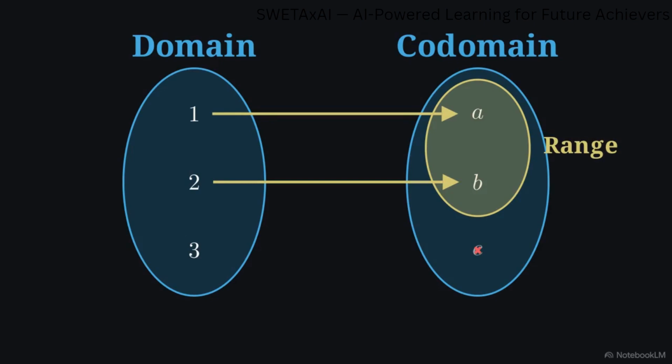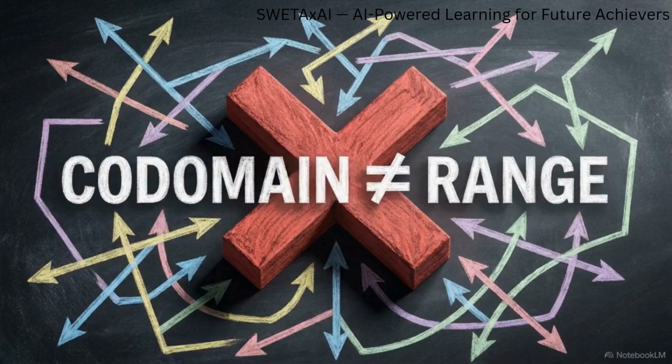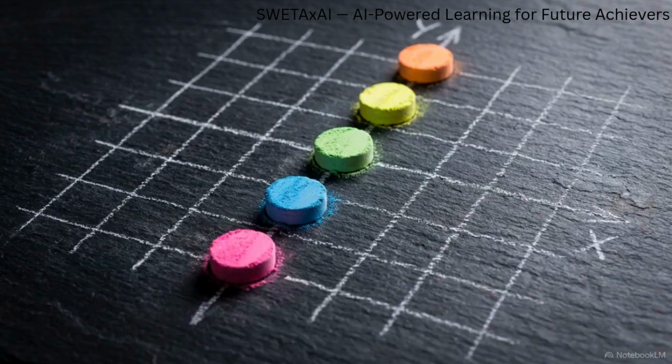Here, target C is missed, proving a strict rule. The range is always a subset of the codomain. Exam writers consistently test this distinction. Conflating the theoretical codomain targets with the actual hits in the range is a path to an incorrect answer. Once the sets are defined, we classify how the function claims its targets.